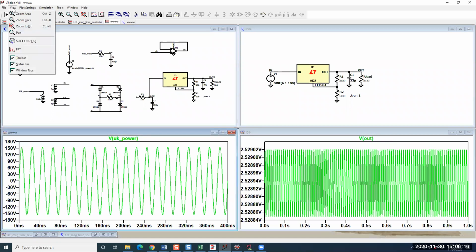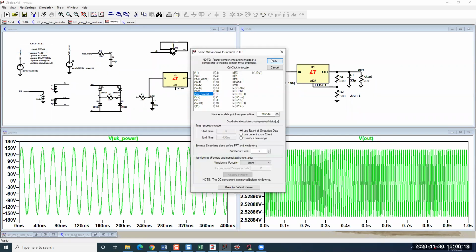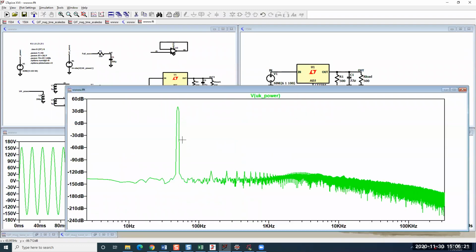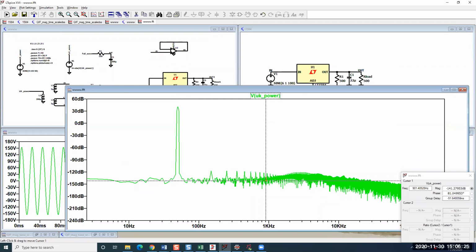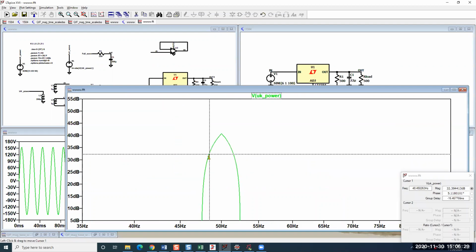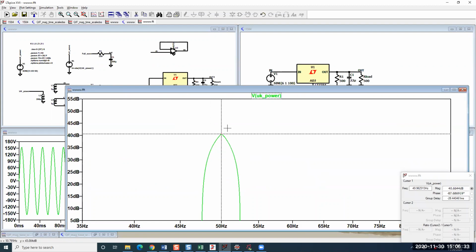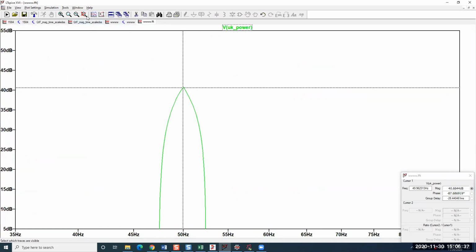And then I'm going to look at the fast Fourier transform, and you can see that there's a peak at effectively 50 hertz.